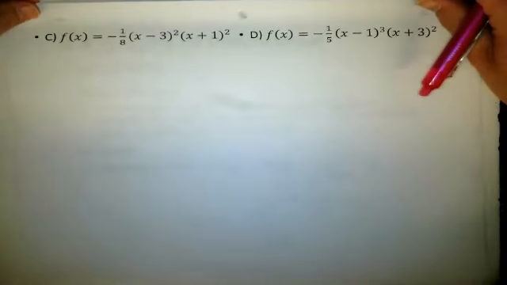It will go through, good question. But we'll get there. All right, so we have f of x equals -1/8 quantity x minus 3 squared times the quantity x plus 1 squared.